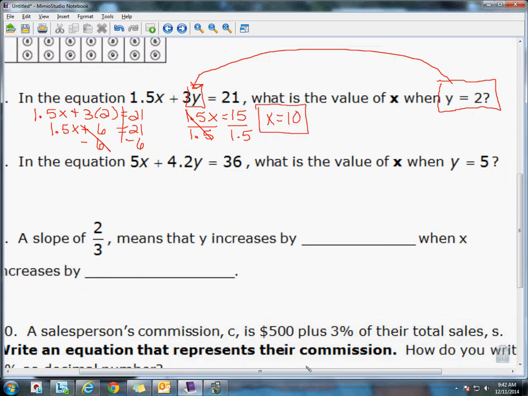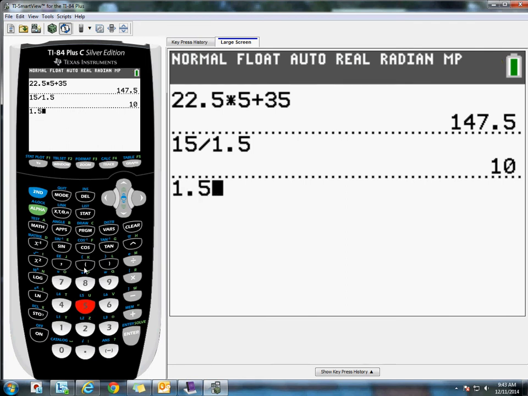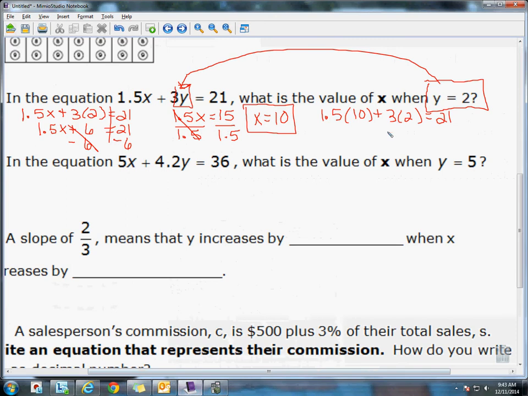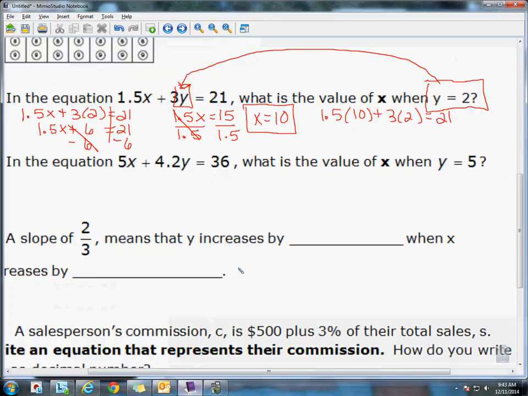Once you get your answer, you should plug it back in to check to make sure you did it correctly. So we have 1.5 times x. Well, we just figured out that x is 10, plus 3 times y. We have here that y is 2, and when we type that in the calculator, it should come out to 21. So we have 1.5 times 10 plus 3 times 2, and that should come out to 21, and it does. So here, since 21 is equal to 21, and that's true, we know our answer is correct.